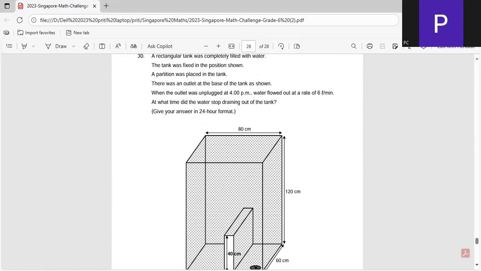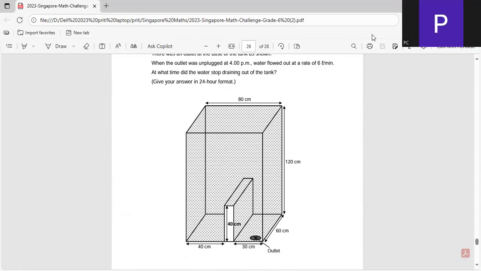Question number 30. A rectangular tank was completely filled with water. The tank was fixed in the position shown. A partition was placed in the tank. There was an outlet at the base of the tank as shown. When the outlet was unplugged at 4 p.m., the water flowed out at the rate of 6 liters per minute. At what time did the water stop draining out of the tank? So what we need to understand is, there is an outlet here and this is the partition. Whatever water was in this part of the tank will not flow because it will be obstructed by the partition. All the other water will flow out, right? So we just need to find that.